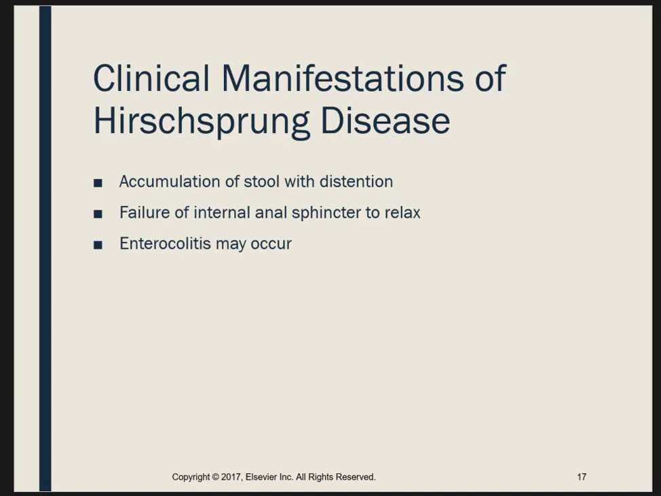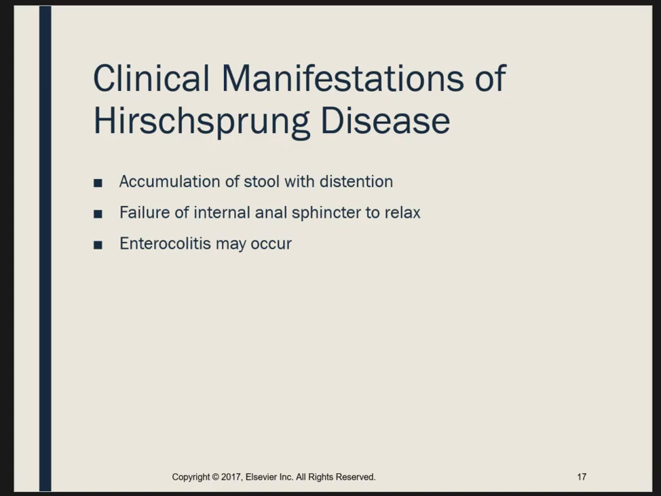So clinical manifestations, like we just saw in that photo, you're going to have distension, you're going to have an accumulation of stool. So fecal matter is still accumulating. It just cannot be released because that sphincteric reflex is not happening. So as a result, something like an enterocolitis may occur. But what we're going to see in infants, which is a big key, is the bilious vomiting in infants.